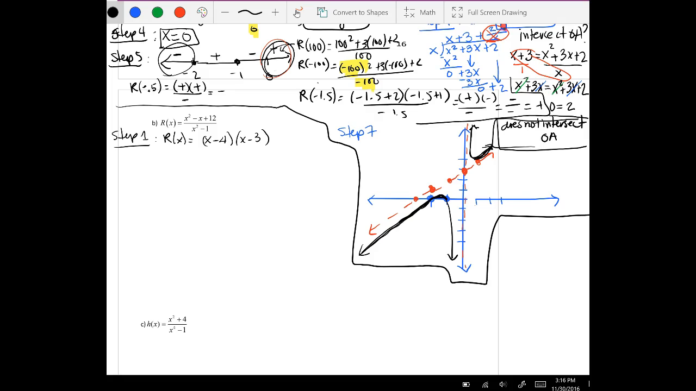So, negative 4 times negative 3, positive 12. That looks good. Let's double check to see if this is okay. x times negative 3 is negative 3x. Negative 4 times x is negative 4x. Whoa, is that going to give me negative x? Not really. Okay, so let's erase. All right, it didn't work. Remember, when you're factoring, make sure you also check.